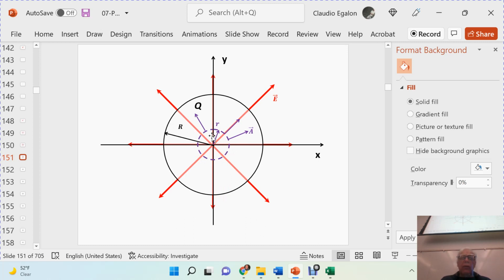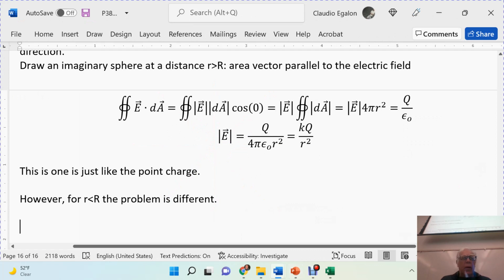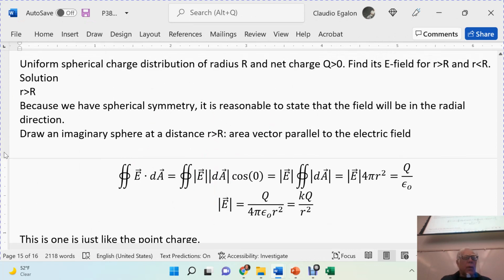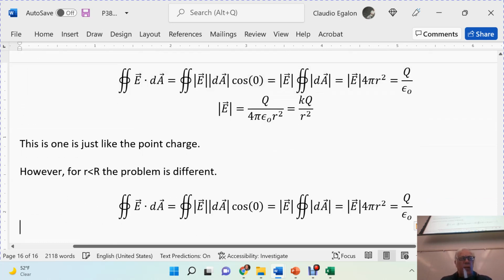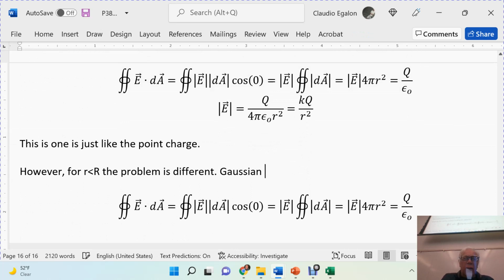We have to account for the enclosed charge in this surface. The charge enclosed by this surface is going to be less than big Q. Make sense? So let's go step by step here. Different sphere, smaller sphere, right? The Gaussian surface is a sphere smaller than the spherical distribution.